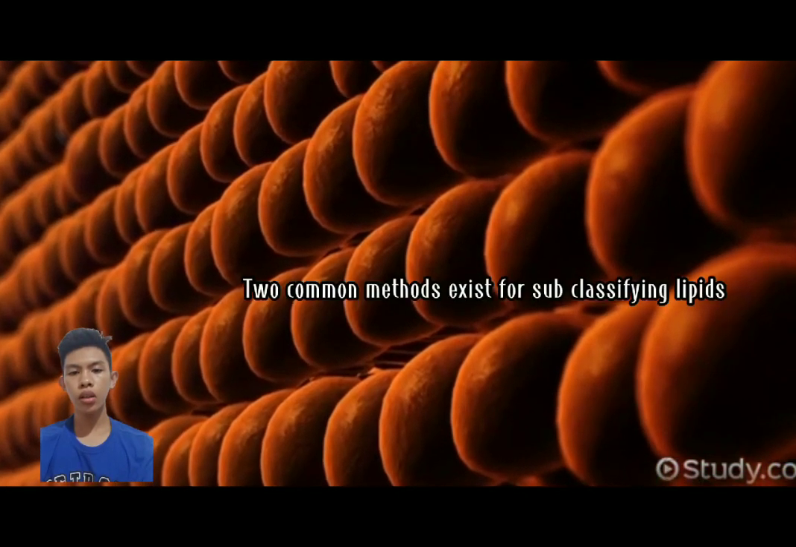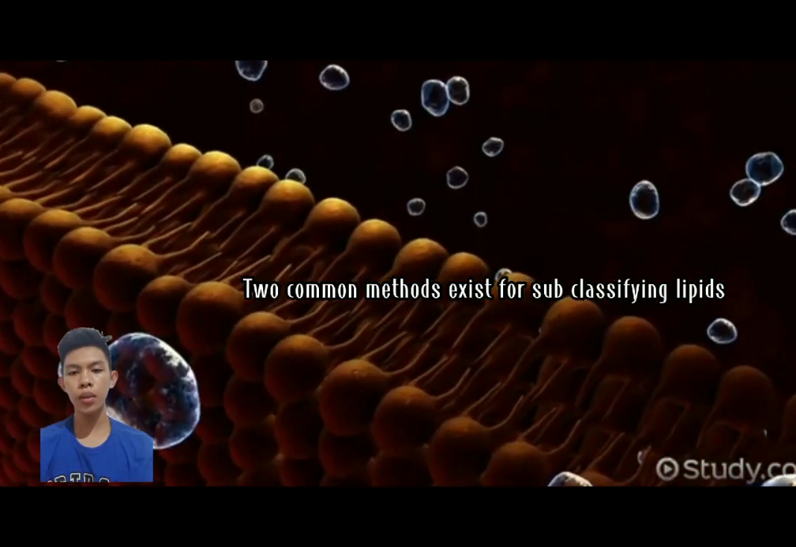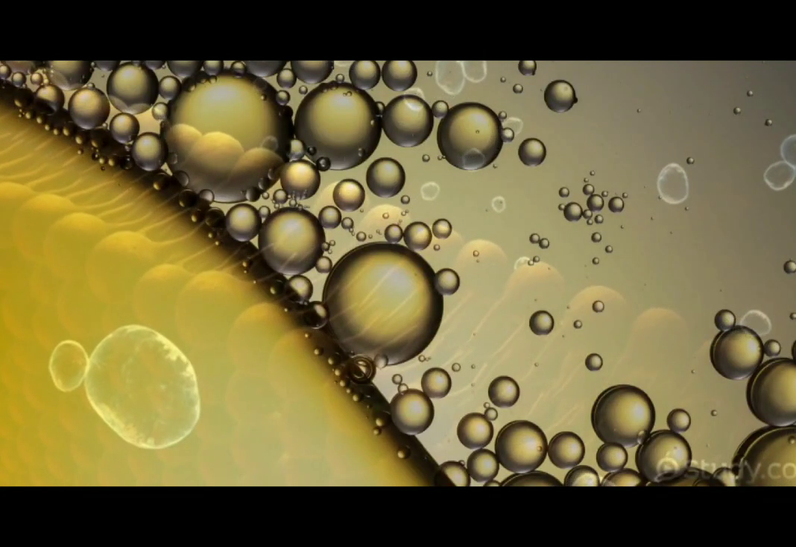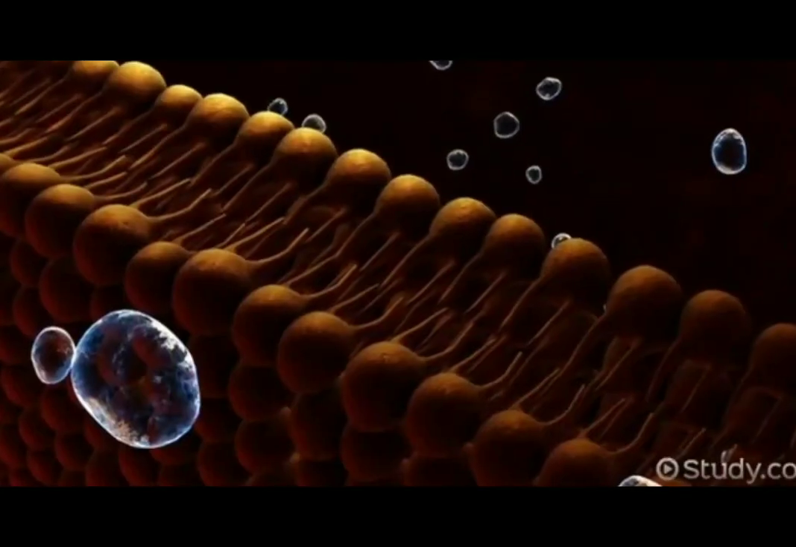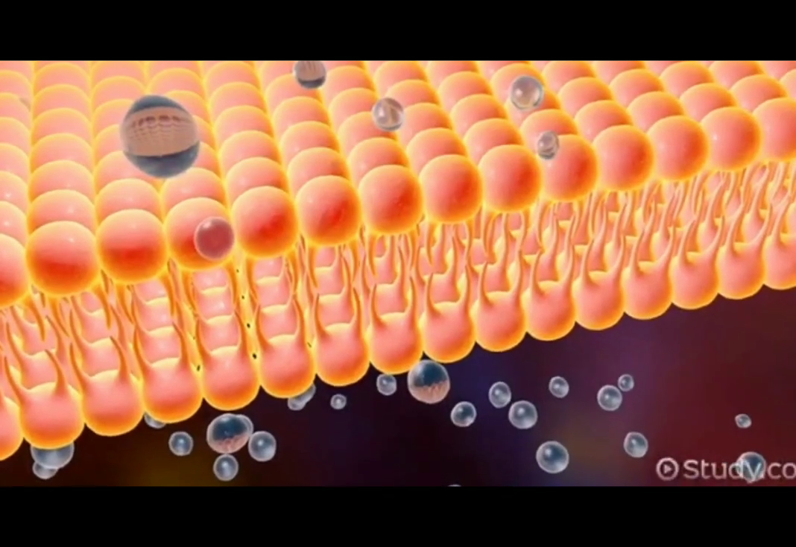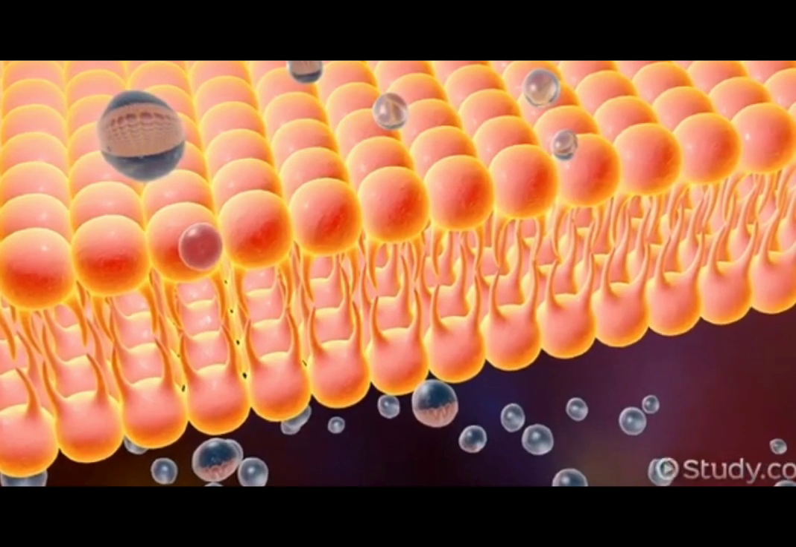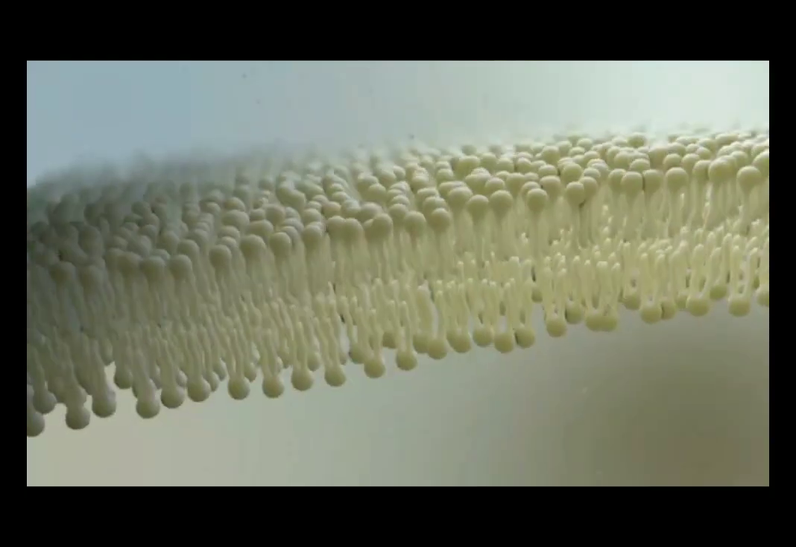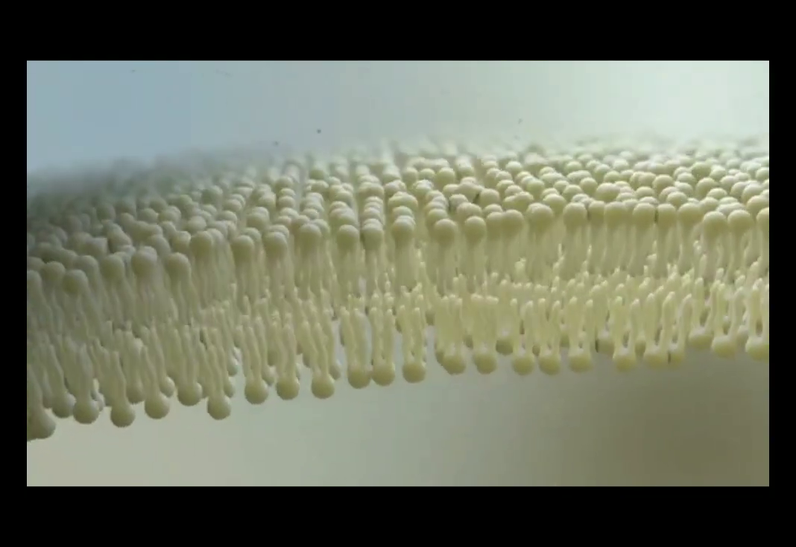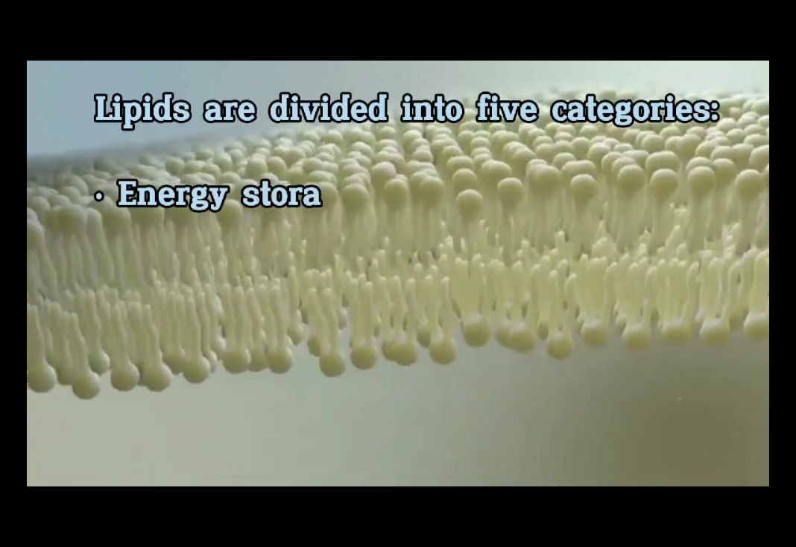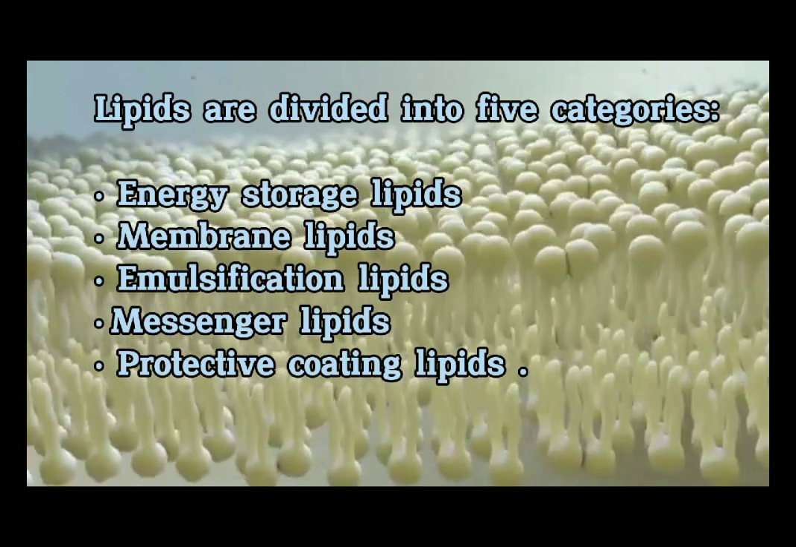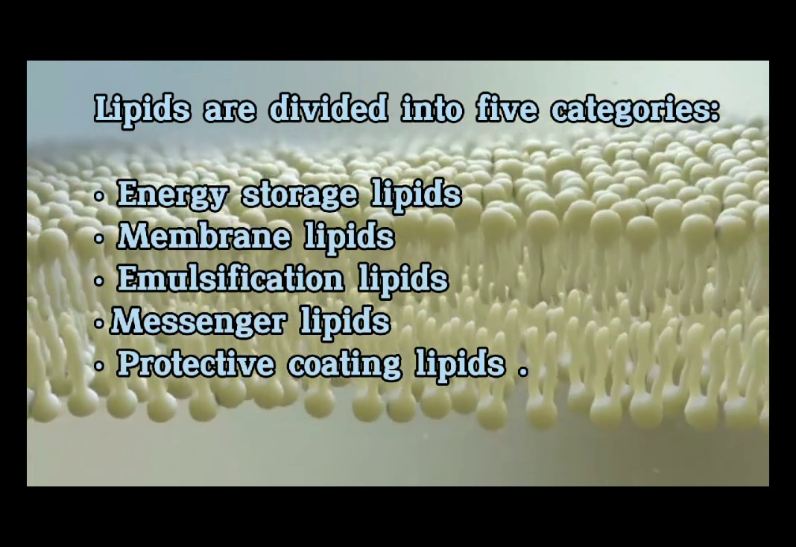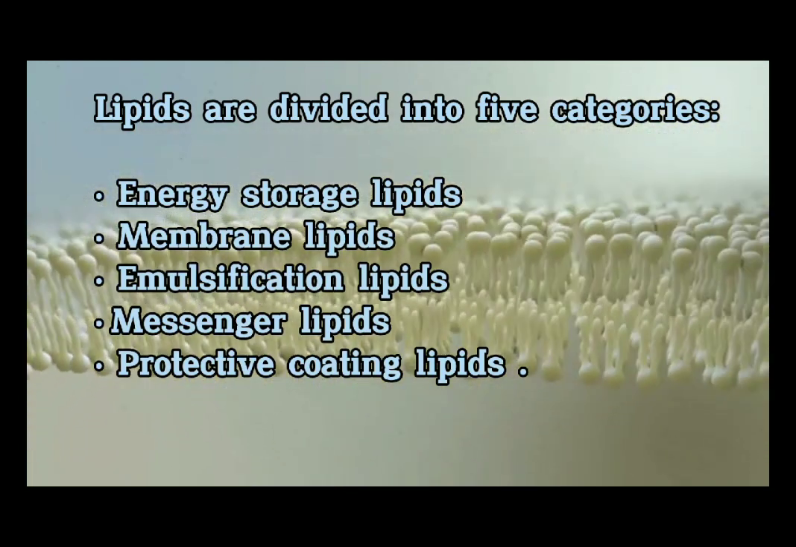Two common methods exist for subclassifying lipids into families for the purpose of study. Based on biochemical function, lipids are divided into 5 categories. We have energy storage lipids, membrane lipids, emulsification lipids, messenger lipids, and protective coating lipids.